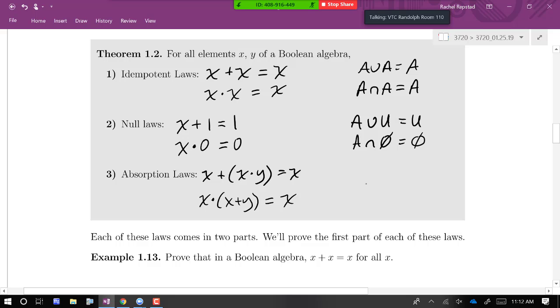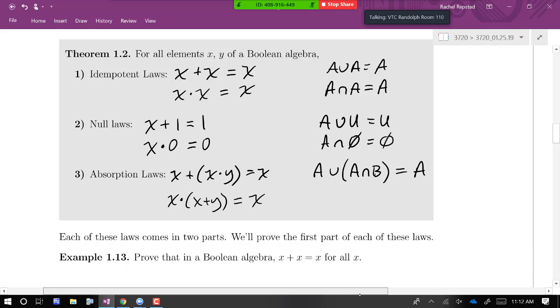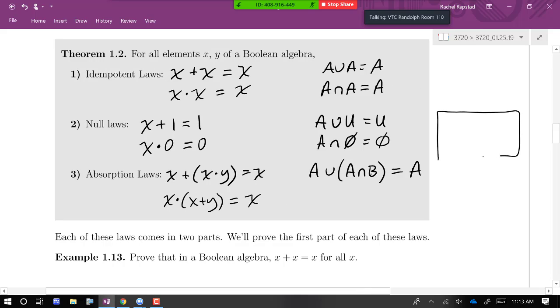Thinking about what this looks like, I'll do the top one with sets. If I take a set A, and I union it with the set intersection of A intersect B, this should give us that same set A right back. And if we maybe think about making a Venn diagram here, let's think about order of operations. This says start with A intersect B, and then I'm going to union that. I'm going to add elements. I'm going to add everything in A. So I'm going to just get the set A.